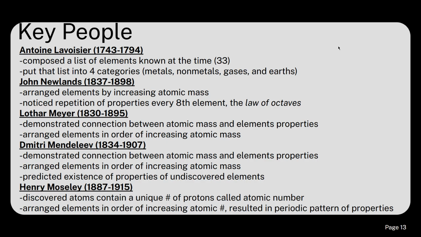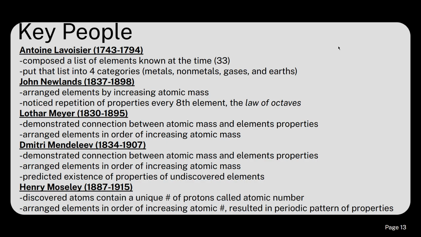John Newlands was from 1837 to 1898. He arranged elements by increasing atomic mass, and he noticed a repetition of properties every eighth element, which was the law of octaves. Lothar Meyer, 1830 to 1895, demonstrated the connection between atomic mass and elements' properties, and he arranged elements in order of increasing atomic mass.